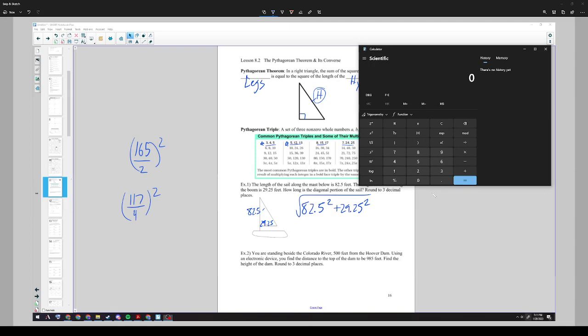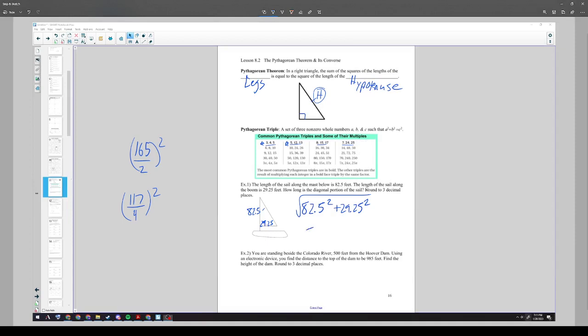So we have 29.25 squared plus 82.5 squared, and then we're going to square root. I did that wrong, plus 82.5, I don't use this calculator very often, equals, then we're going to square root that sum and get our sail length, or hypotenuse, is about 87.53. It says round to 3 decimal places. I don't really care. 87.532, sure.